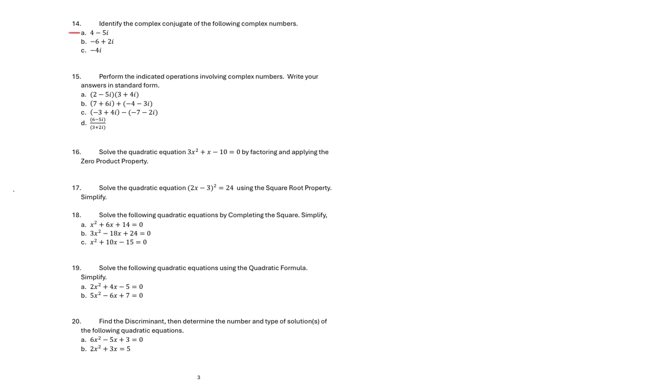14. Identify the complex conjugates of the following complex numbers. So the fast way of doing that is swapping the signs, but keeping the real part the same. So we get 4 plus 5i, negative 6 minus 2i, and a positive 4i.